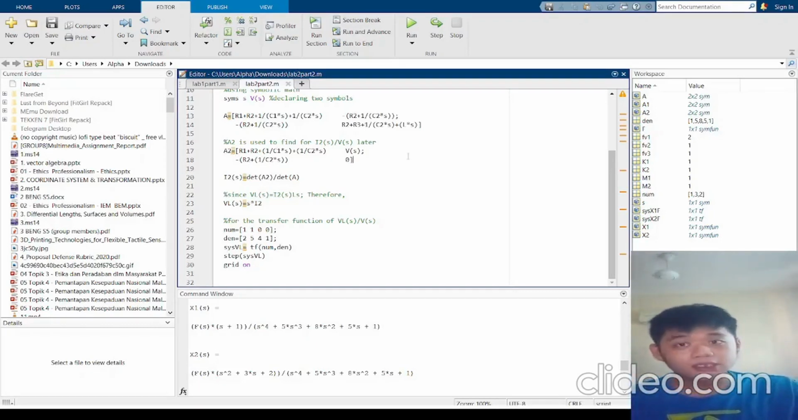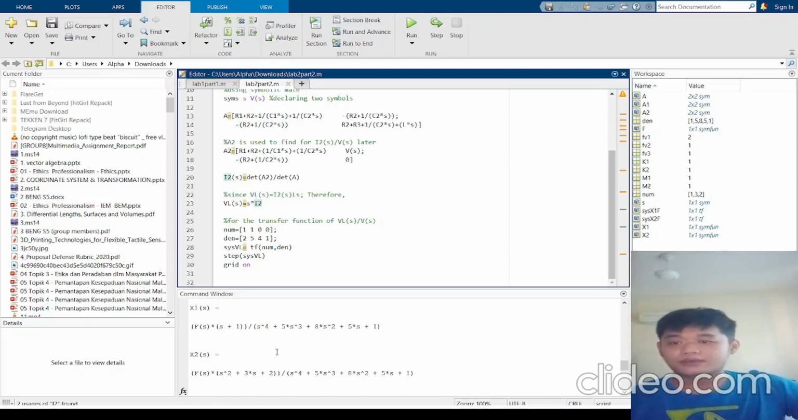The S and the 0 will be on the second column here to do the multiplication of the formula of the matrix. And then to find the determinant and to find the final answer for the I2, all we have to do is to use the determinant of the A2 divided by the determinant of the A of the normal matrix. So since VL is equivalent to I2 multiplied with LS, therefore VLS is basically equivalent to I2S.